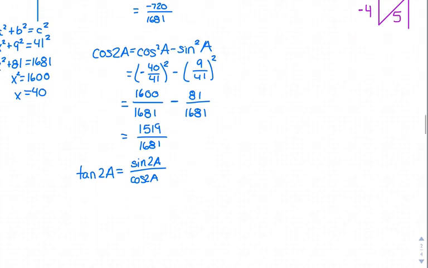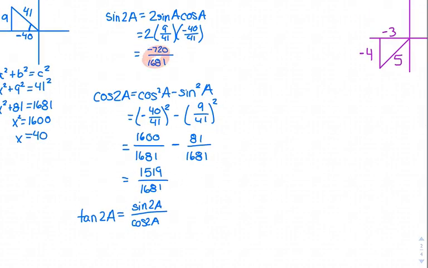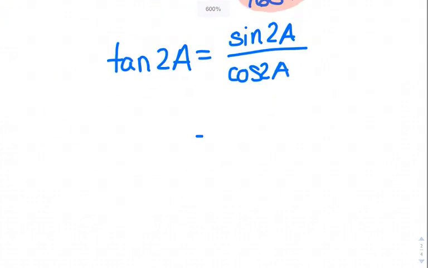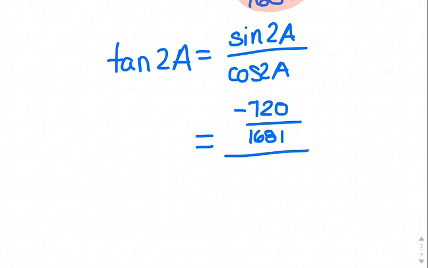So what we're going to do is take sine 2a, which is this answer, and divide it by cosine 2a, which is this answer. So that would be negative 720 over 1681 divided by 1519 over 1681.